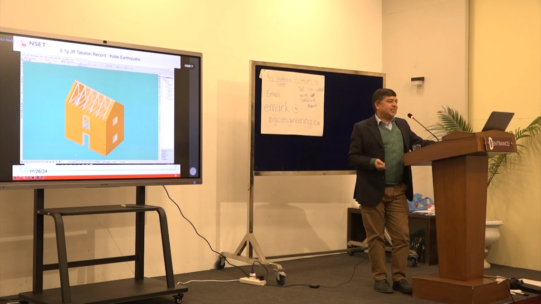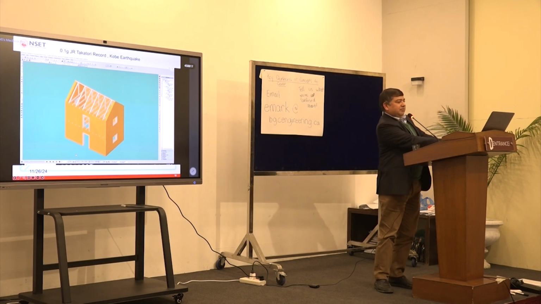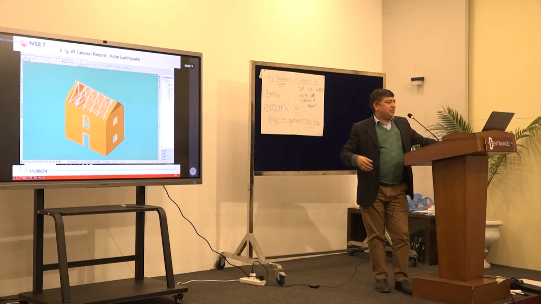There are so many scenarios again. So the video is slowed so that you can see the damage patterns and others. So it's the 0.1 G Takaturi earthquake, a 2.5 story building with the gable wall, typical Nepalese brick buildings, no code implementation, and it failed.